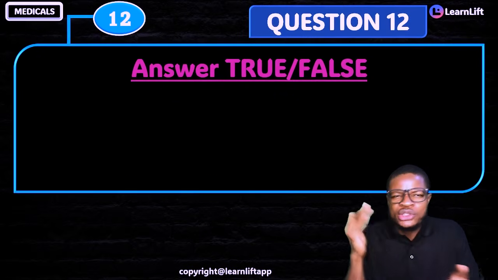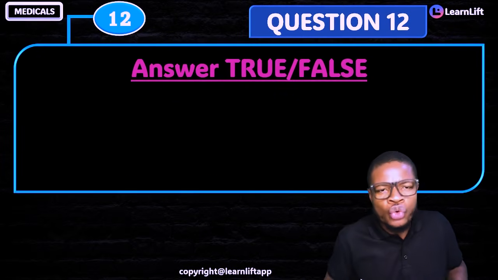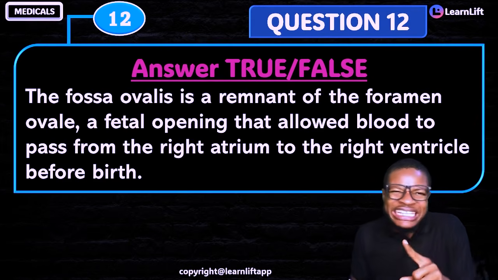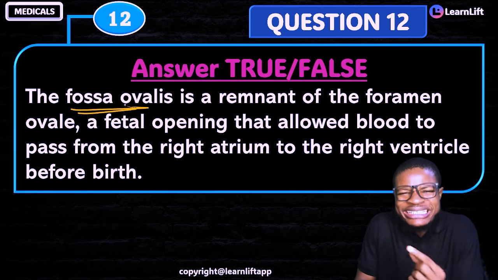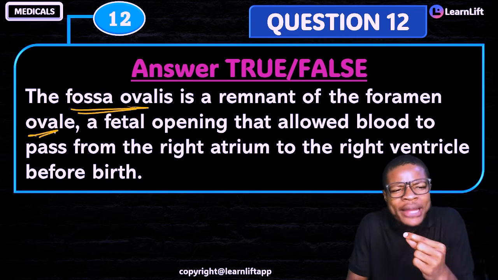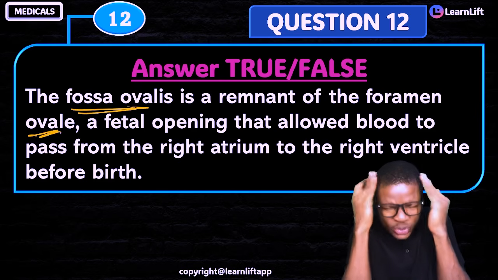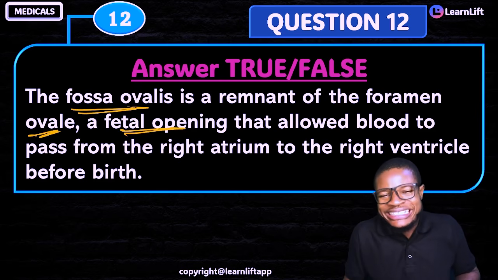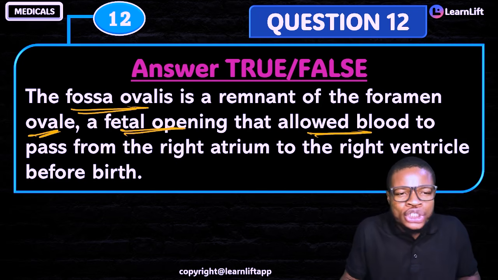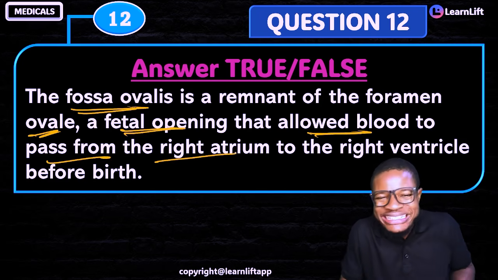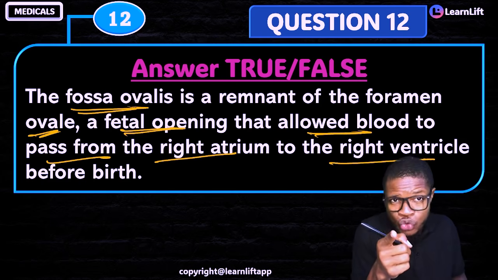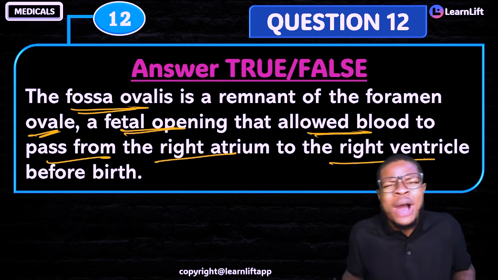Look at this powerful question. They say we should answer it whether it's true or false. True or false question. Let's go. The fossa ovalis is a remnant of the foramen ovale, a fetal opening that allowed blood to pass from the right atrium to the right ventricle before birth. What's your answer? True, right? You are wrong. If you choose true, you are wrong.